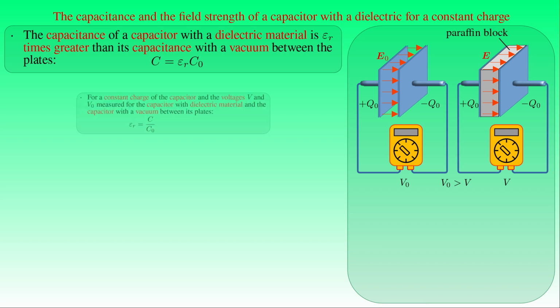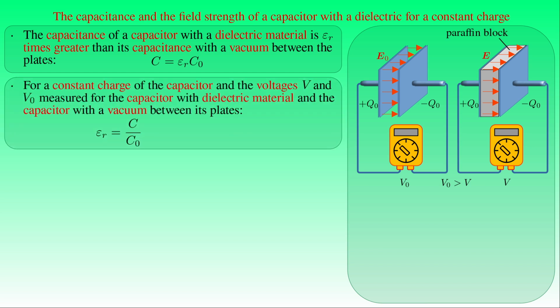Based on the condition of a constant amount of electric charge in the experiment, we can take into account the equations written for the capacitances, use the relation stating the capacitance is given by the ratio of the charge of the capacitor to its voltage, and express the relative dielectric constant by the quotient of the voltages of the capacitor. That is, epsilon r is equal to the ratio of the voltage V0 measured for a vacuum or air, to the voltage V measured for the dielectric.